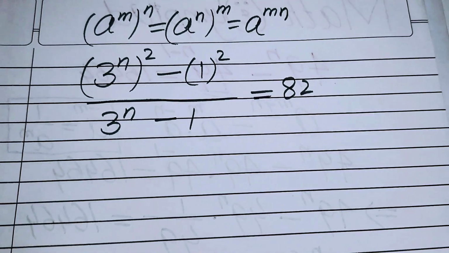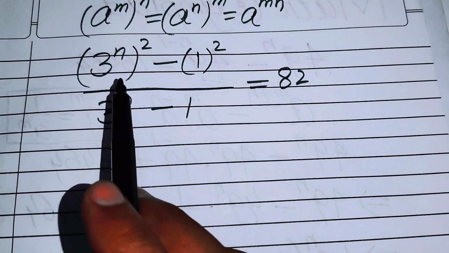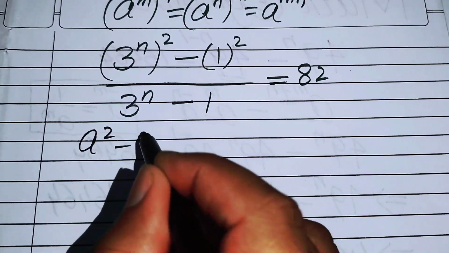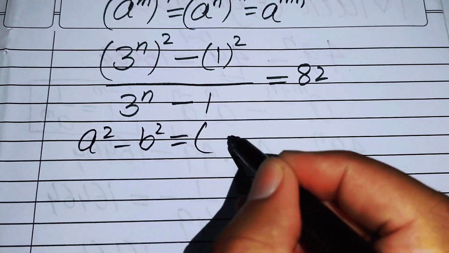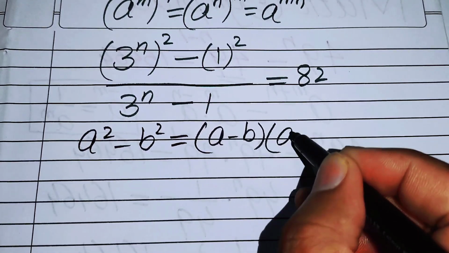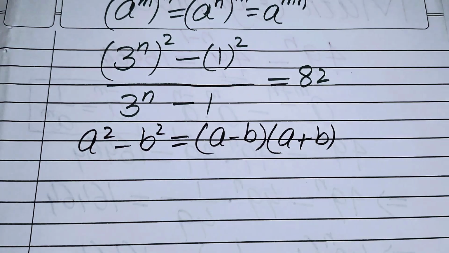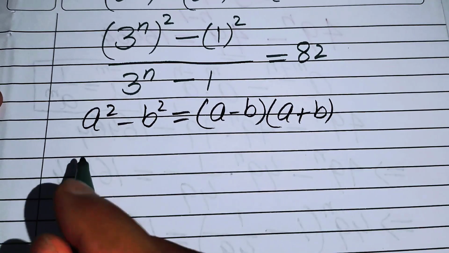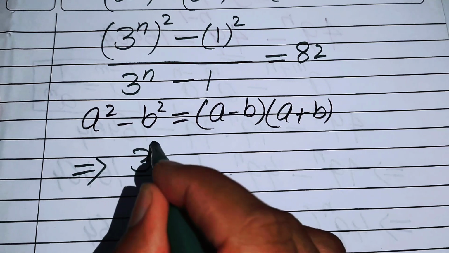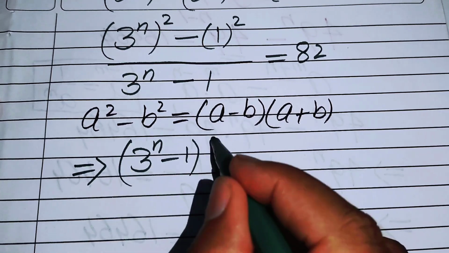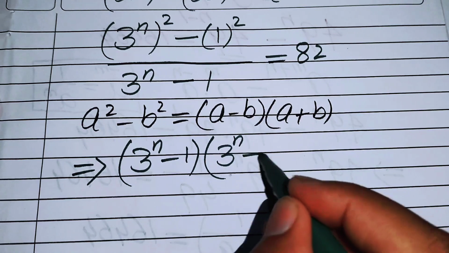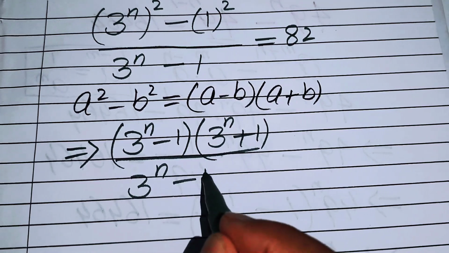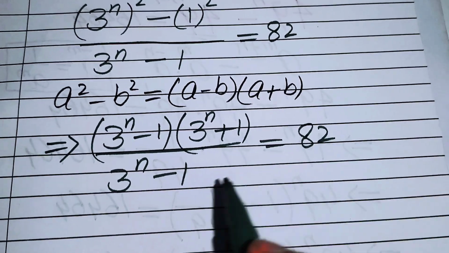And now you focus on the upper term, and here you see that we have a squared minus b squared. It is the nice square identity, and you know that a squared minus b squared is equal to a minus b times a plus b. So now we apply this nice identity in the upper term, so this term will be written in the form of 3 to the power of n minus 1 times 3 to the power of n plus 1, and whole over 3 to the power of n minus 1 is equal to 82.